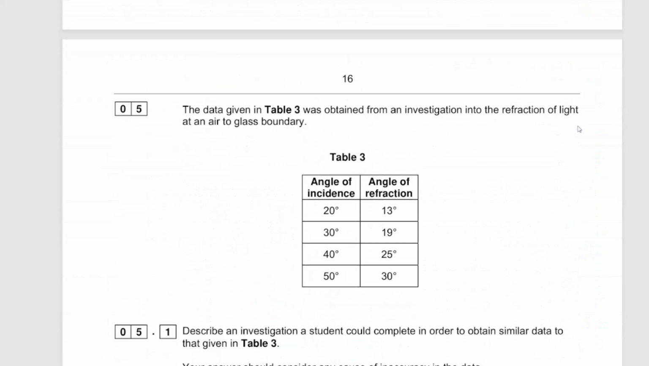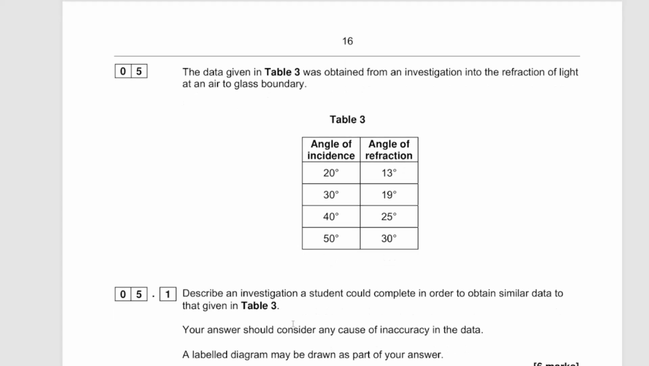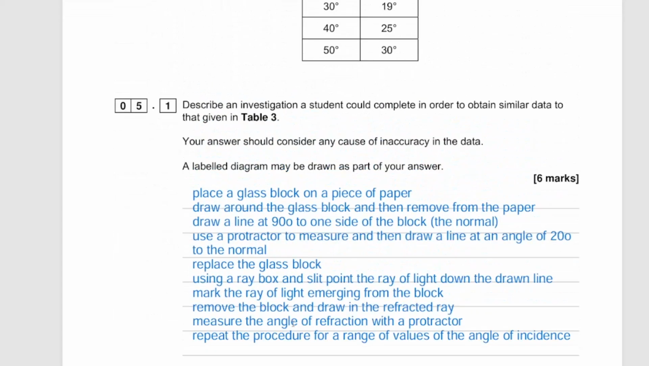Moving on to question 5. The data given in table 3 was obtained from an investigation into the refraction of light at a glass boundary, and we're given the angle of incidence and the angle of refraction. We're asked to describe an investigation a student could complete in order to obtain similar data to that given in table 3. Your answer should consider any cause of inaccuracy in the data, and the labeled diagram may be drawn as part of your answer. I don't think I did draw a labeled diagram, no, I didn't, but you could explain this stuff through a labeled diagram in order to pick up marks without actually having to explain it.